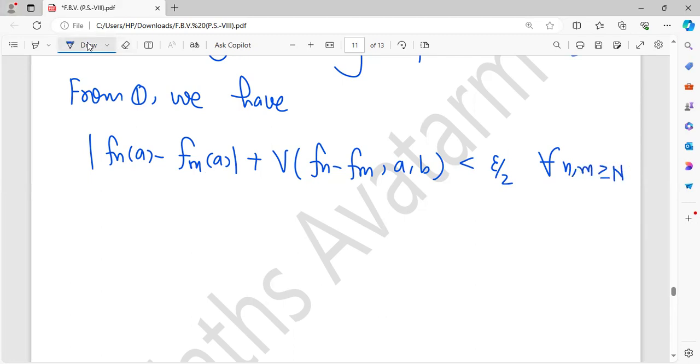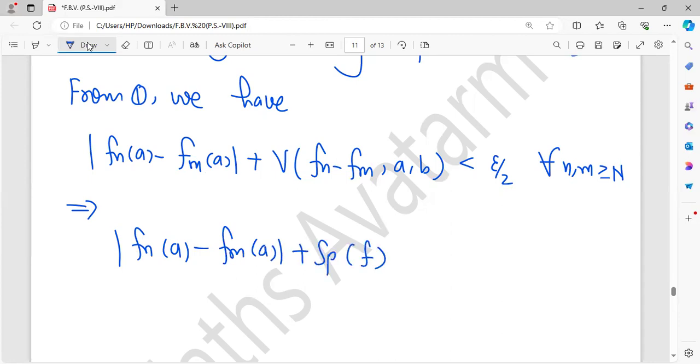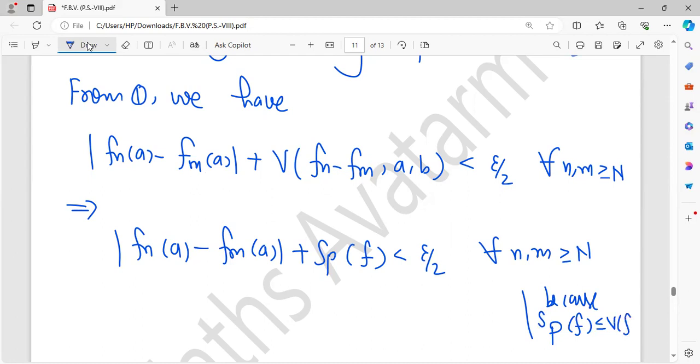Capital M. Okay. Now, so what does it mean? Fn(a) minus Fm(a) plus S_P(Fn minus Fm) is less than epsilon by 2 for all n and m greater than capital M. Because for any partition P, S_P(F) is always less than the variation of F.